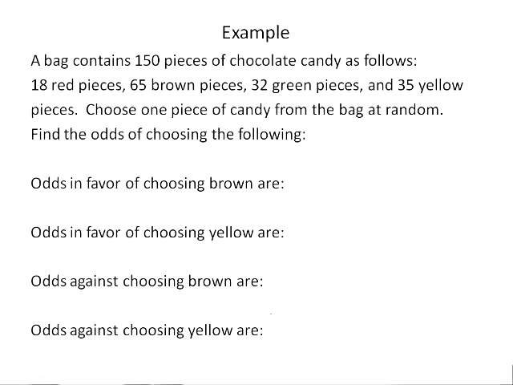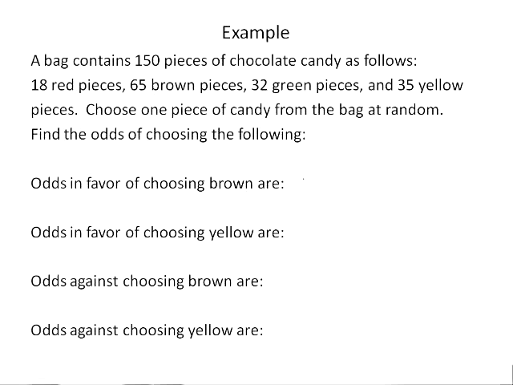Let's go back to a previous example that we've looked at in another video, where a bag contains 150 pieces of chocolate candy. We have the red pieces, the brown pieces, the green pieces, and the yellow pieces. Now we're going to choose one piece of candy at random from the bag, and we're going to find the odds of choosing the following. First of all, we're going to find the odds in favor of choosing brown.